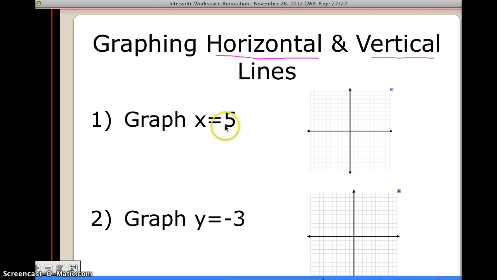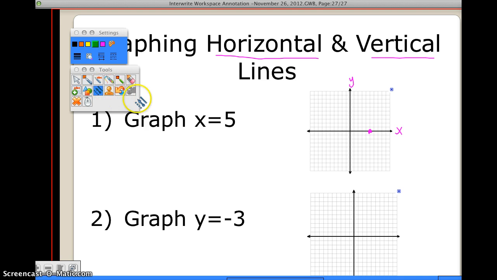If it says x equals 5, that means that you have to plot 5, the point 5, on the x-axis. 1, 2, 3, 4, 5, right there. So it's got to go through the x-axis, which means that this is going to be a vertical line.